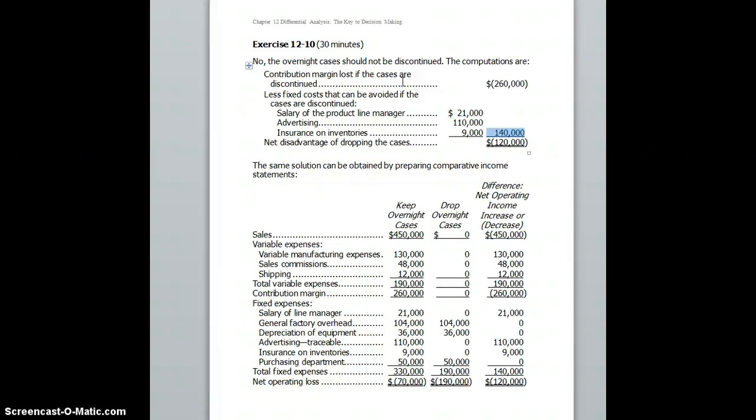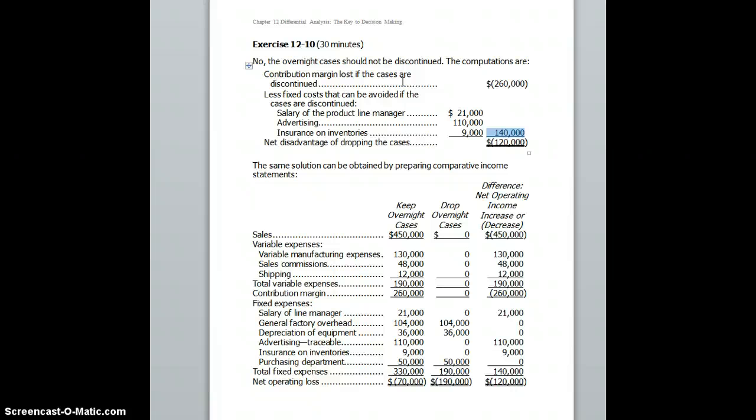So this is a situation where we need to look at the fixed costs that are relevant versus the contribution margin that's relevant. The difference between the two, if there's still contribution margin left over, then we have a segment that's worth keeping. If not, then it needs to be considered to possibly drop the particular segment or product line. This does it for our discussion of exercise 12-10.